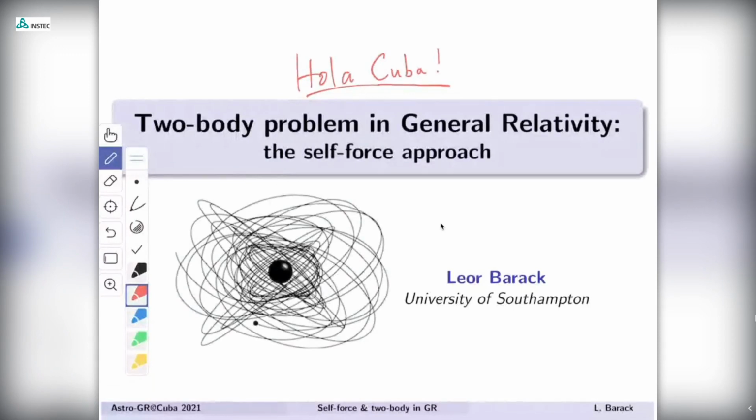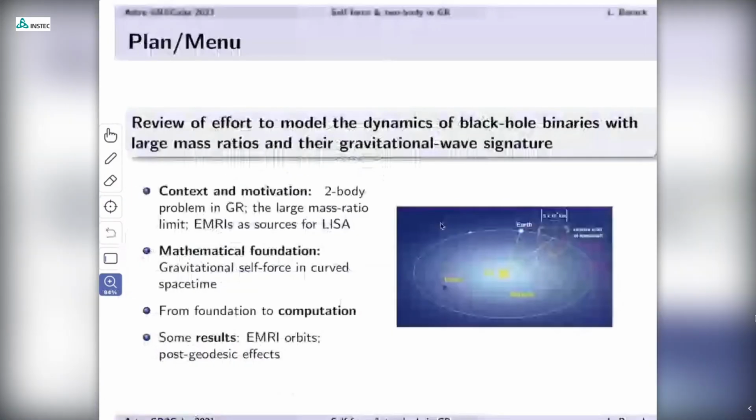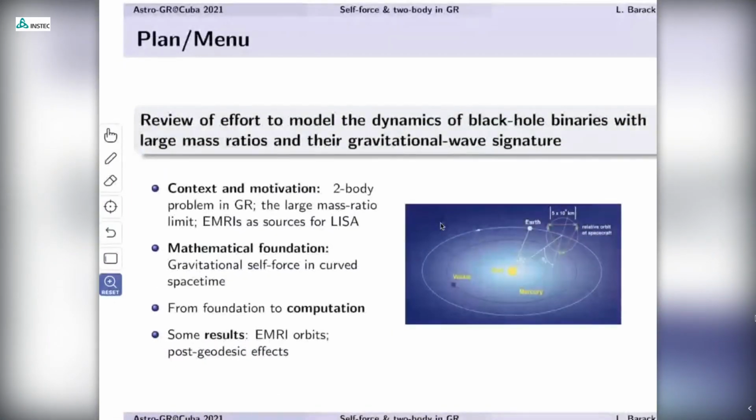Here, what I set out for myself to do is summarize in this plan, or rather a menu, because we are going to pick and choose from this, depending on how much time and interest there are. This is a review of the effort, and it's an ongoing effort, going for about 2 decades now, to model the dynamics of black hole binaries in the regime where the mass ratio is small, and then predict the gravitational wave signature.